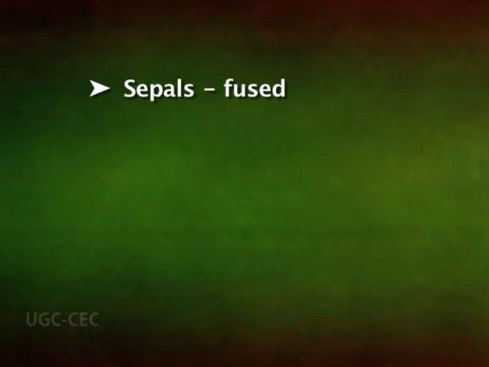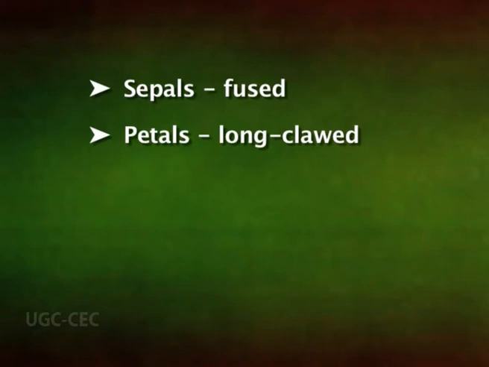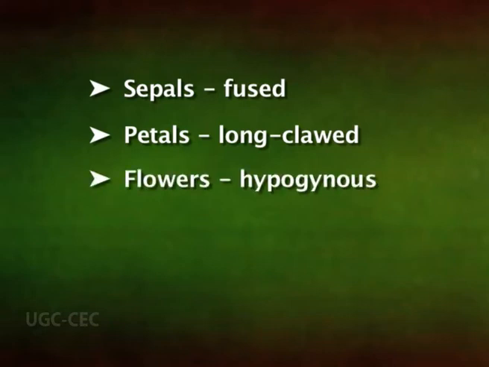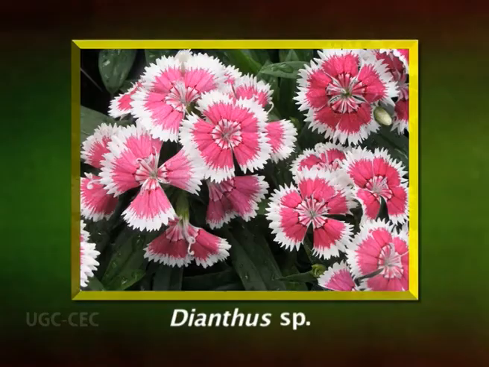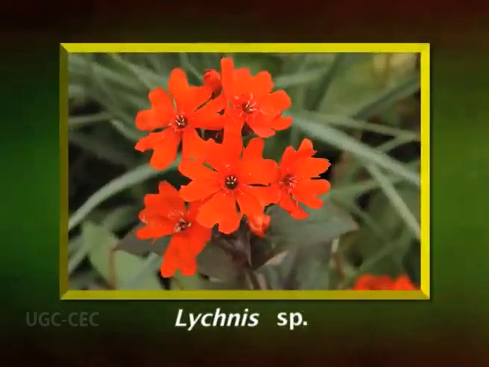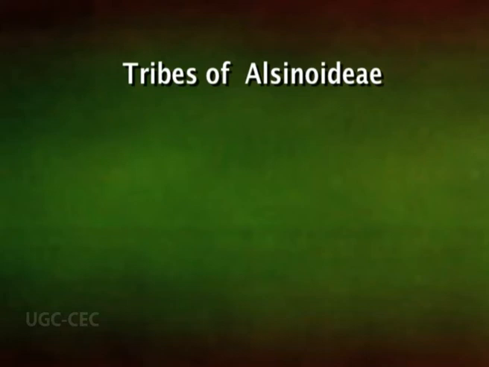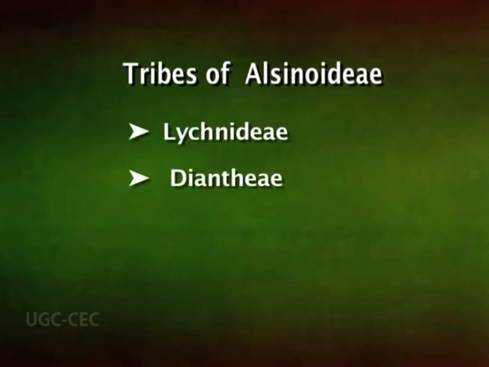The main characteristics of this subfamily are sepals fused, petals usually long clawed, flowers hypogynous and ligule often present. The examples are Dianthus and Lychnis. The subfamily includes 2 tribes, which are Lychnidae and Dianthae.